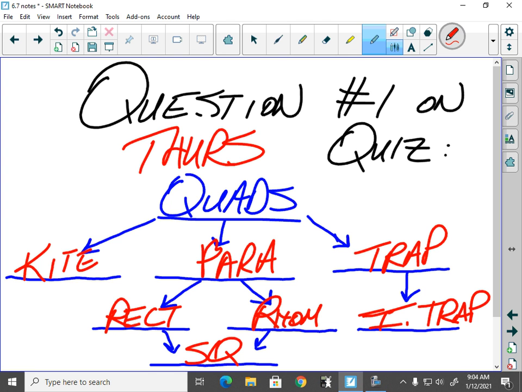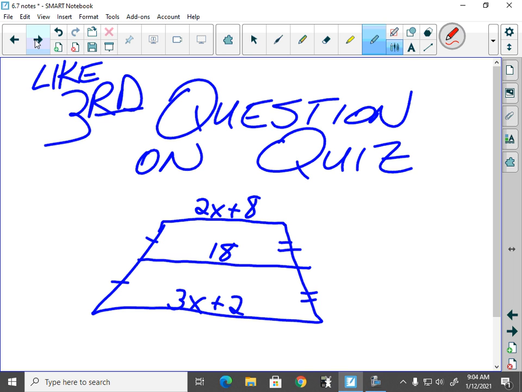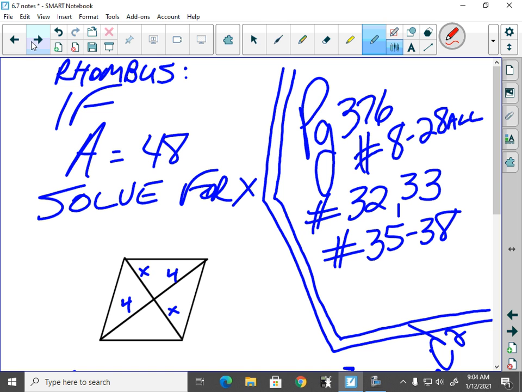Ready? Hike. This is like the 3rd question on the quiz. I need to double check that one. Okay. All right. So hang on, because I think that's 8 through 28, 32, 33, 35, 38. Okay, so now I'll write it on the board because then I want to write some helpful hints on the book.